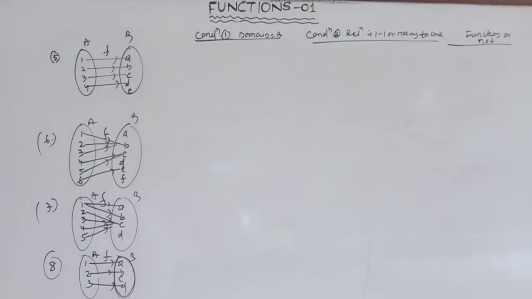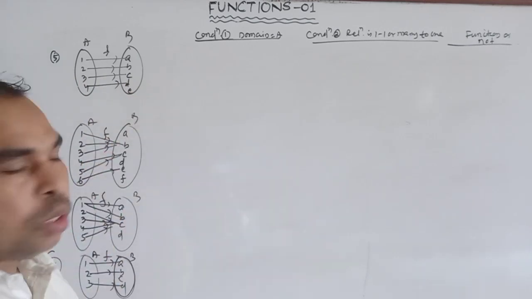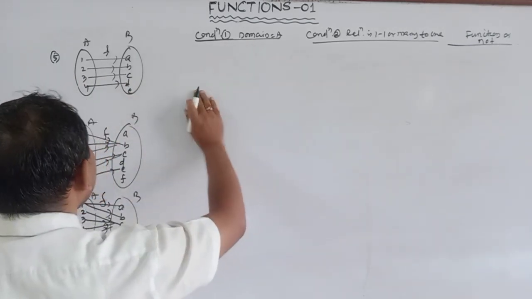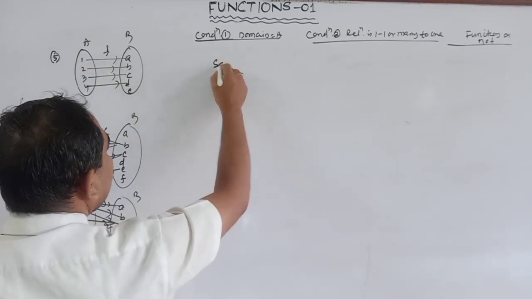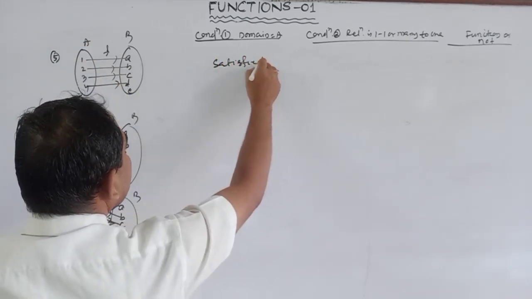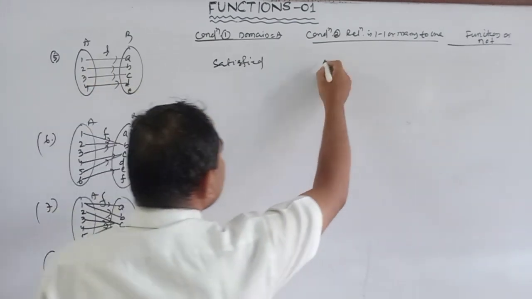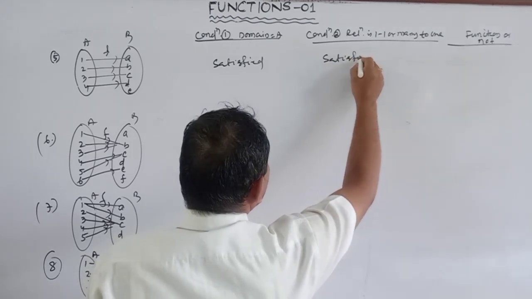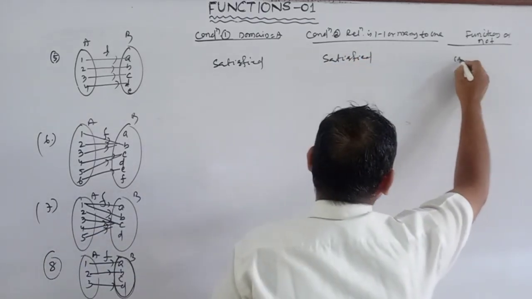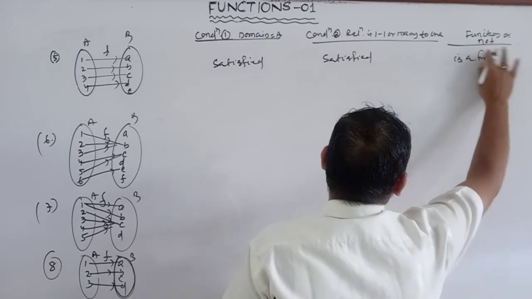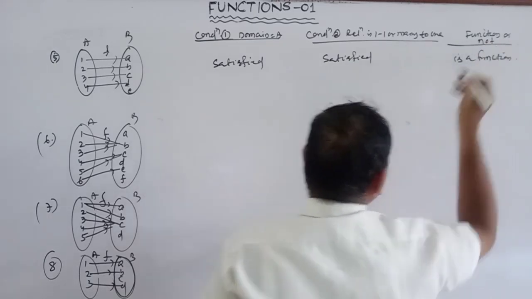Next, another question. Set A is 1, 2, 3, 4 and set B is A, B, C, D, E. Every element of set A is related to the elements of set B. So condition 1 is satisfied, and the domain is equal to set A. Next, the relation is a 1 to 1 relation, so condition 2 is satisfied. So it is a function.